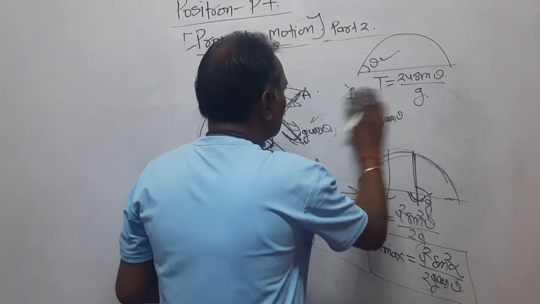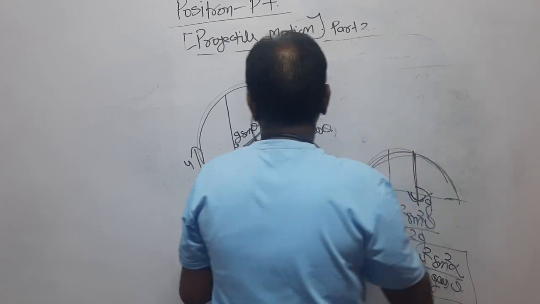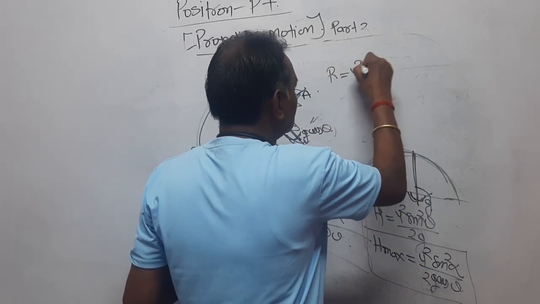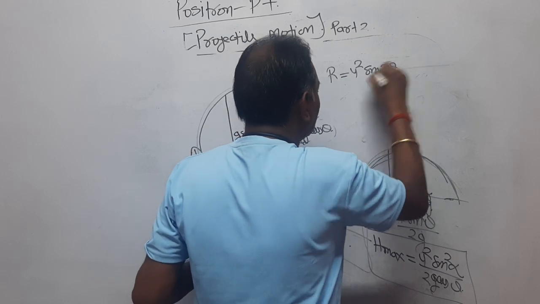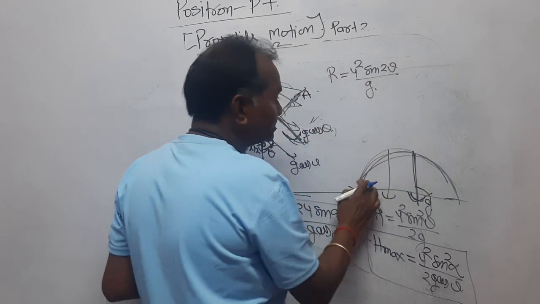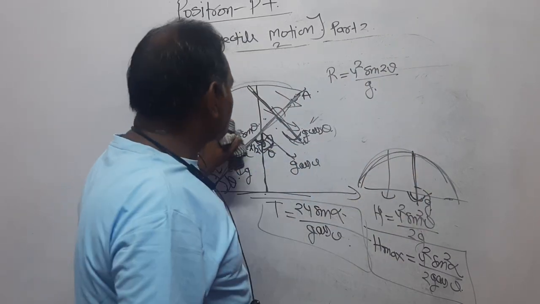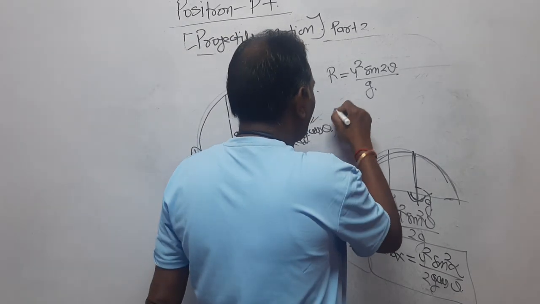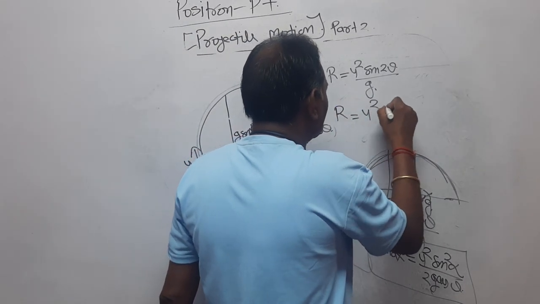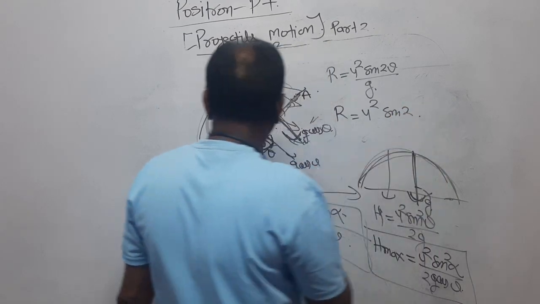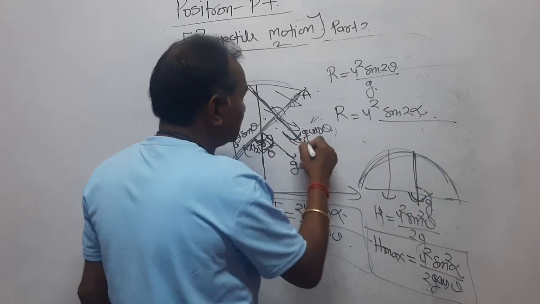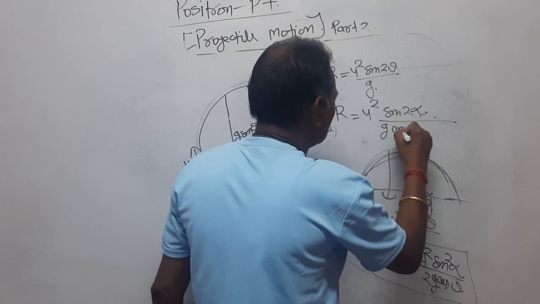Range also you can write. Range of this question, range r is equal to u square sine 2 theta upon g. That was the formula used in that one. In this very projectile motion, we can write the range r is equal to u square sine 2 alpha over g cos theta, where sine 2 theta is replaced by alpha and g is replaced by g cos theta.